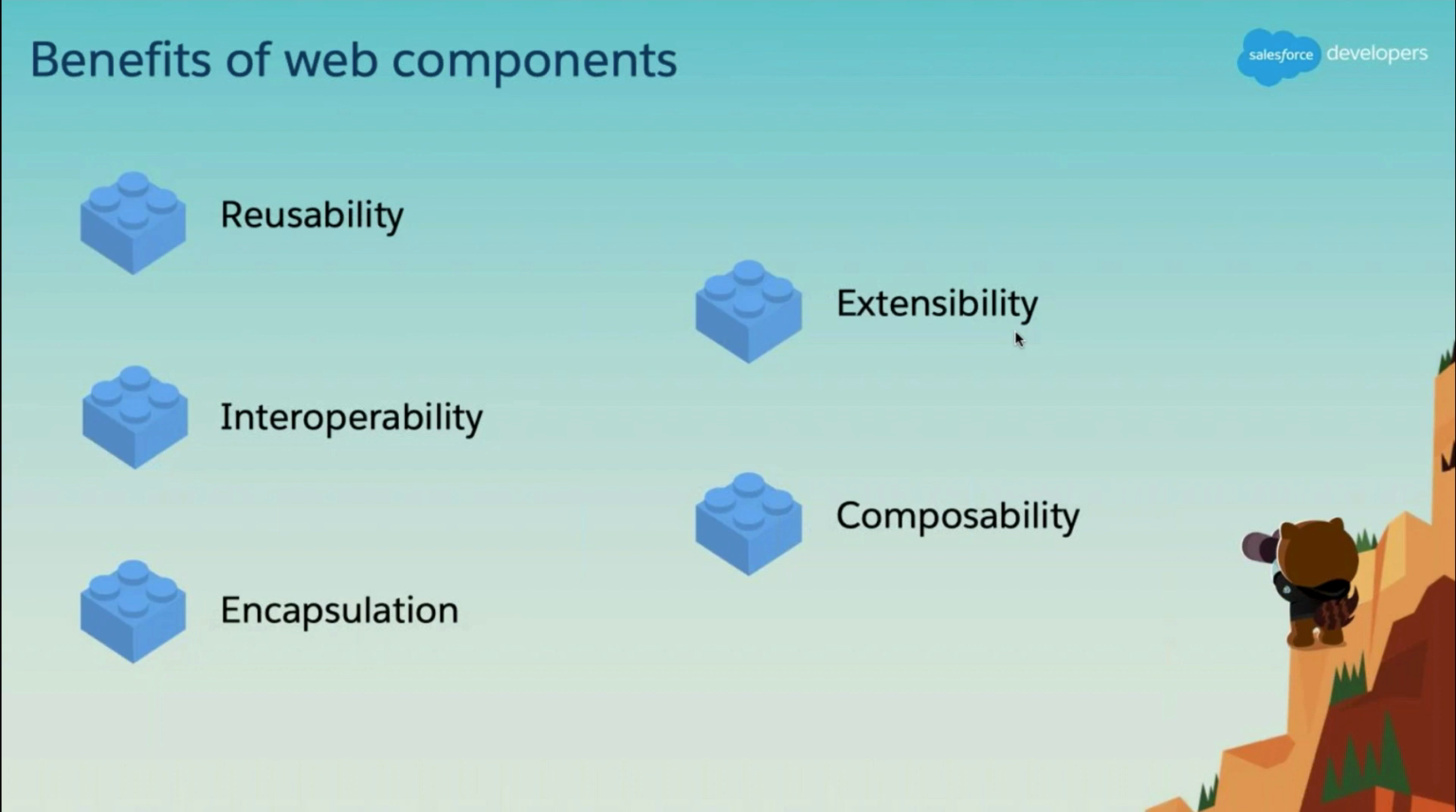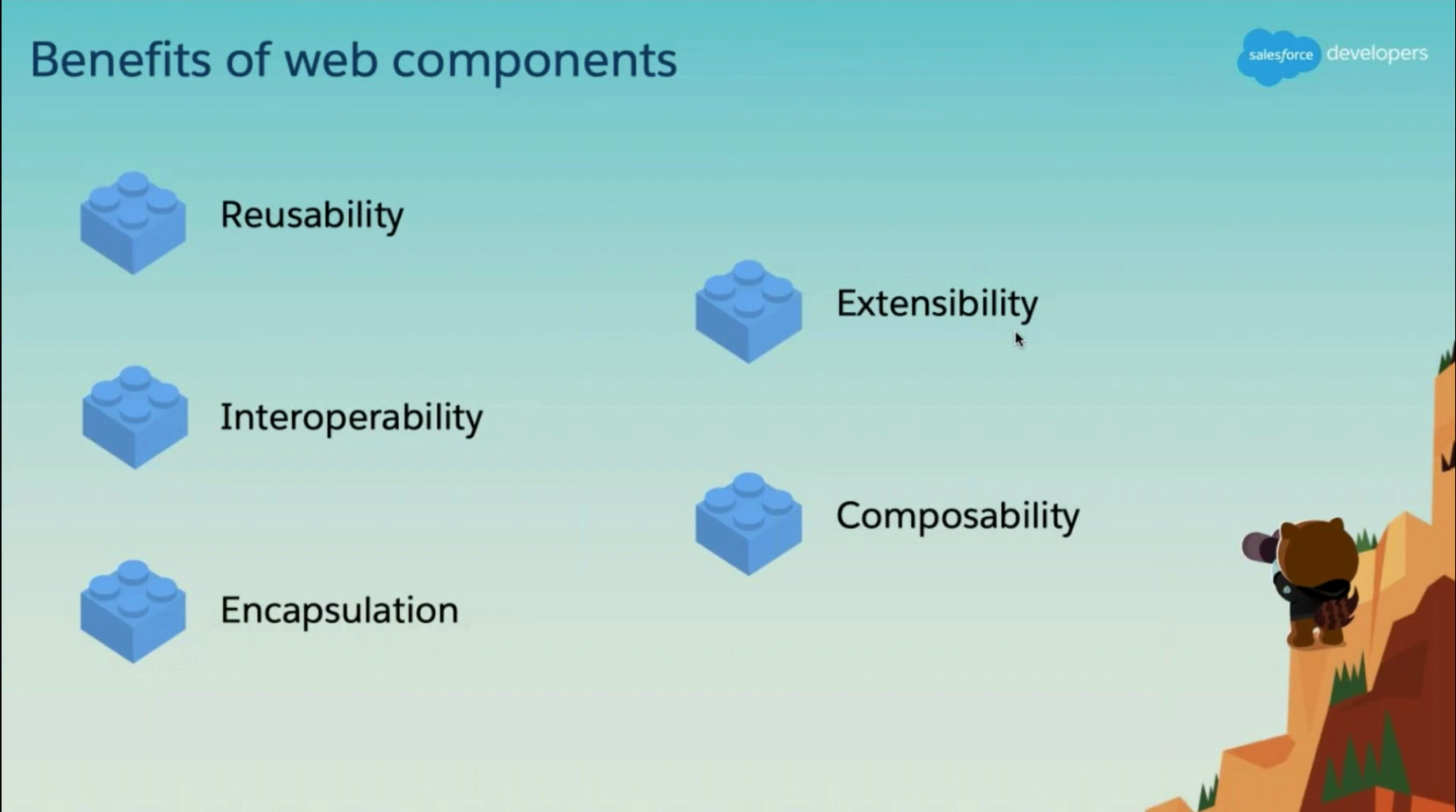The next one is extensibility. So the way web components work is whenever you're creating a custom element, you actually extend a standard element or an HTML element. So what this allows you to do is you can create a base web component which consists of minimum functionality, and then you can create various web components that build on top of this.